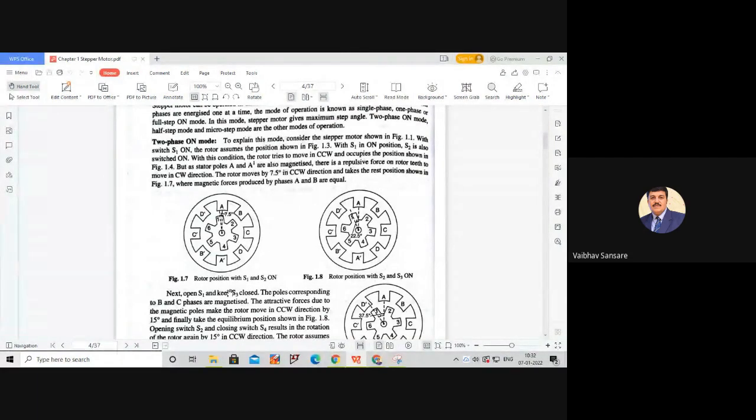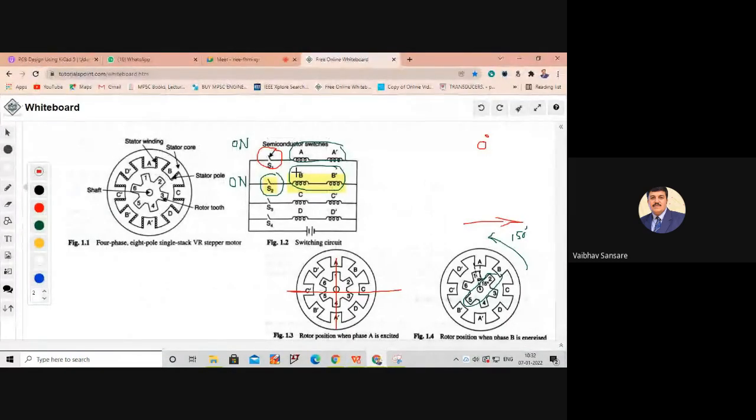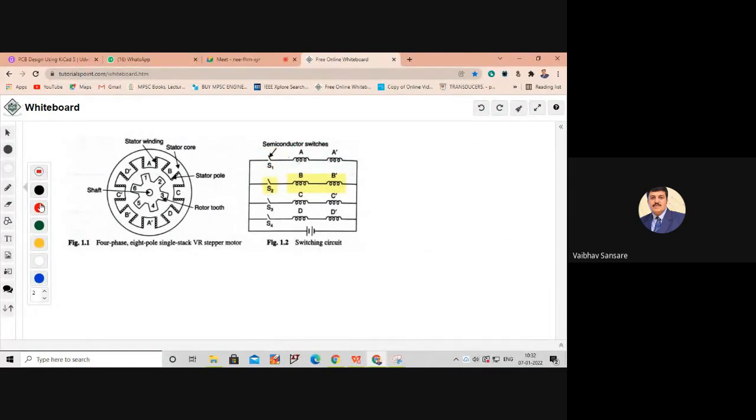Under this case, S2 is in the on condition. Now please pay attention, this is very important. Let's say now the second mode, where we are going to open switch S1. So now switch S1 is in the open condition, switch S2 is in the closed condition, and switch S3 is in the closed condition. So we are going to turn on S3 by opening S1. That is the second thing.